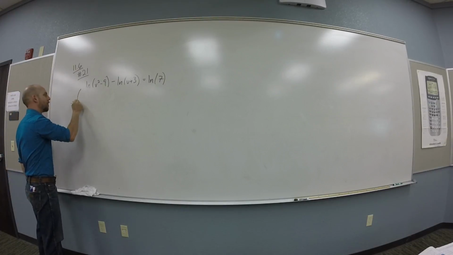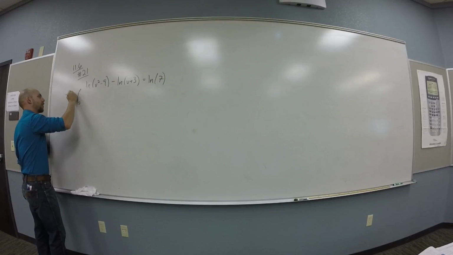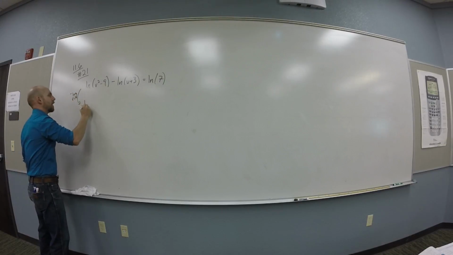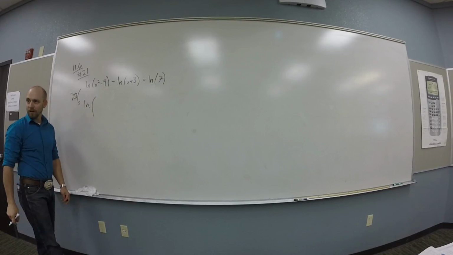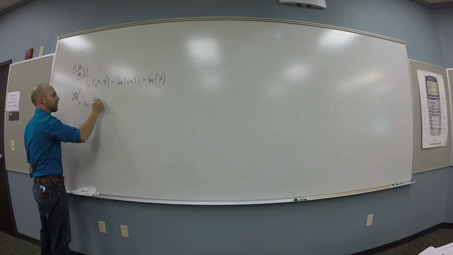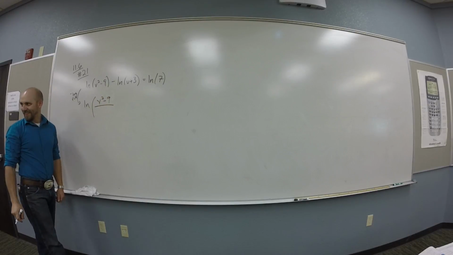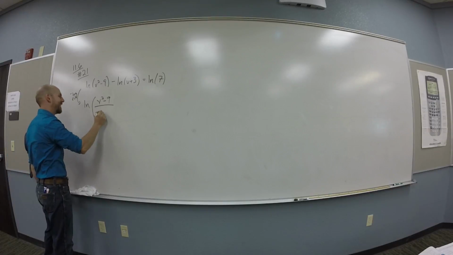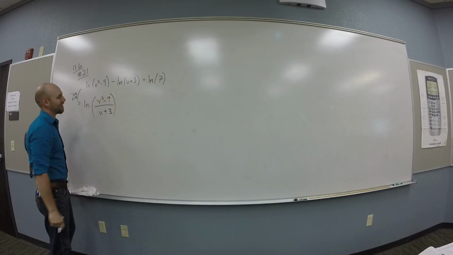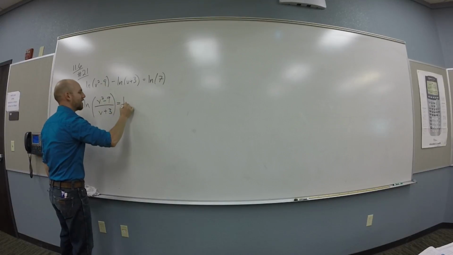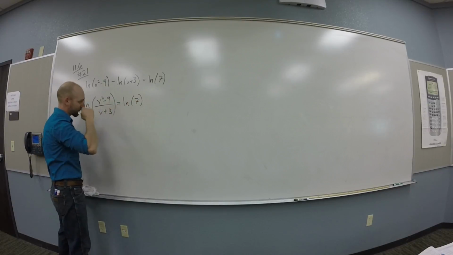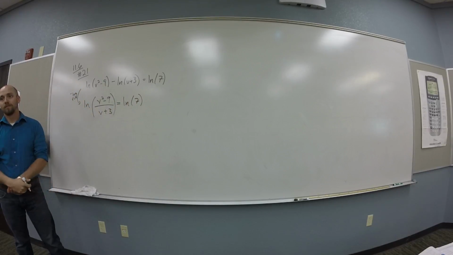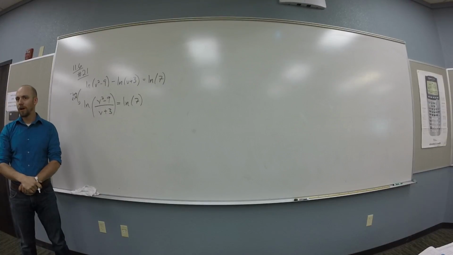Okay, so I'll apply the subtraction log rule, right? And I'll get natural log of what? Oh, that's smart. We're not doing that yet. V squared minus 9 over V plus 3. And this is supposed to be natural log of 7. Okay, so then what might I do to both sides?